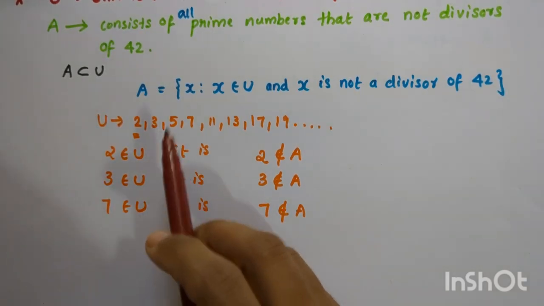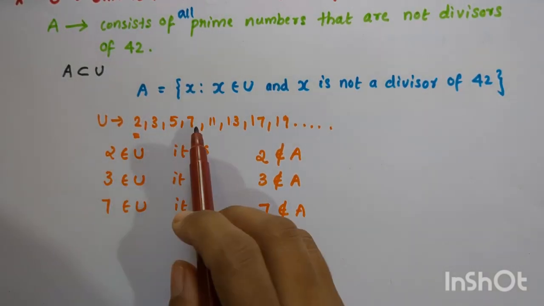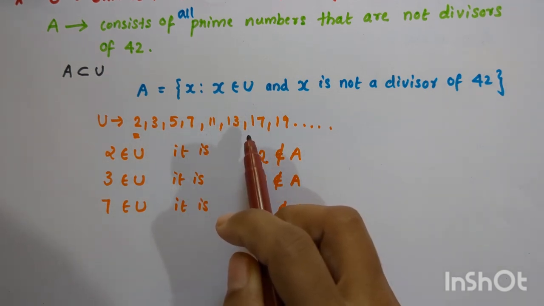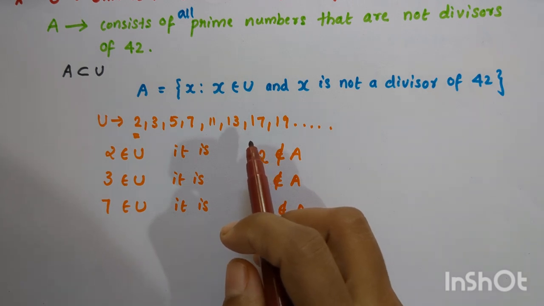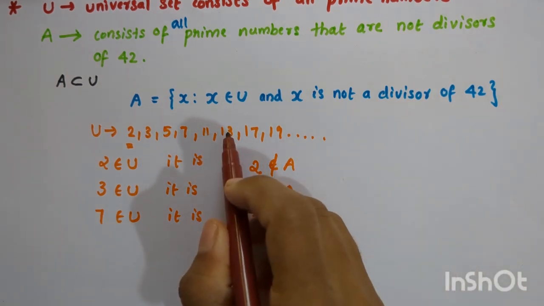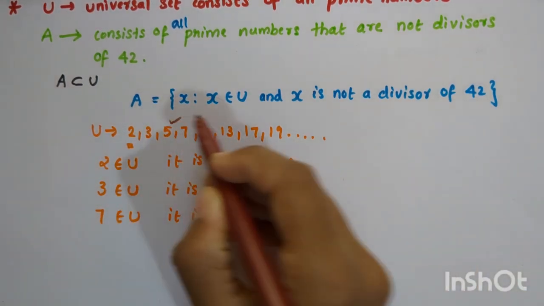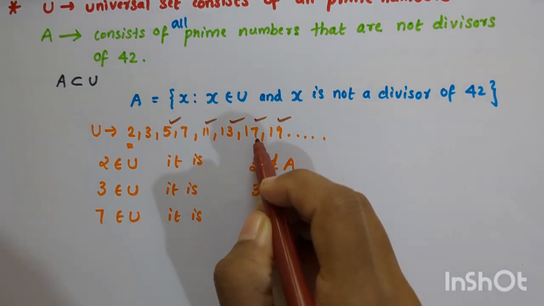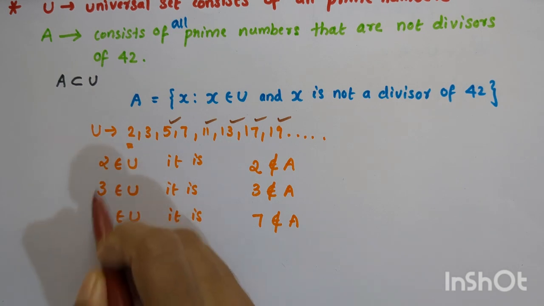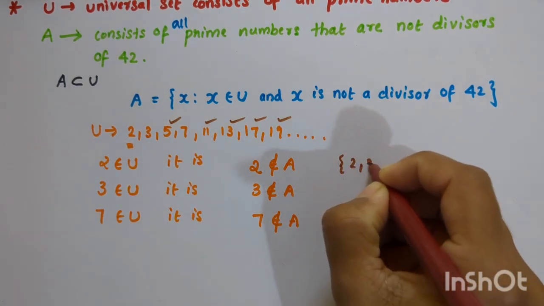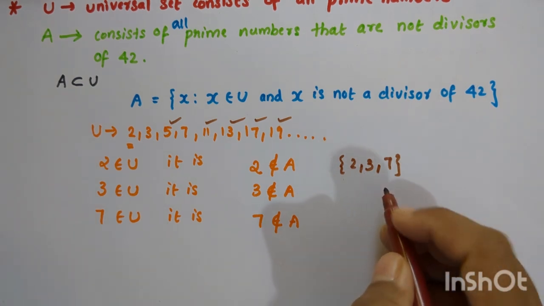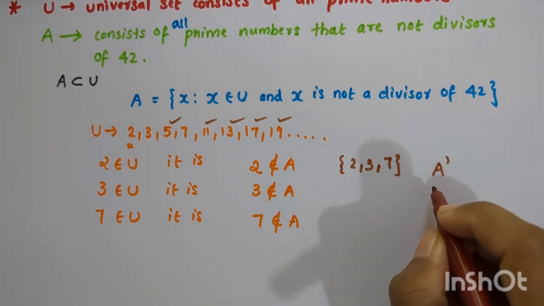If you consider any other element in U other than 2, 3, 7, for example 11, 13, 17, 19, etc., they are not divisors of 42. So all other elements other than 2, 3, 7 belong to this set A. Now if you consider the set of these three prime numbers, that is 2, 3, 7, this set is called the complement of A with respect to U.